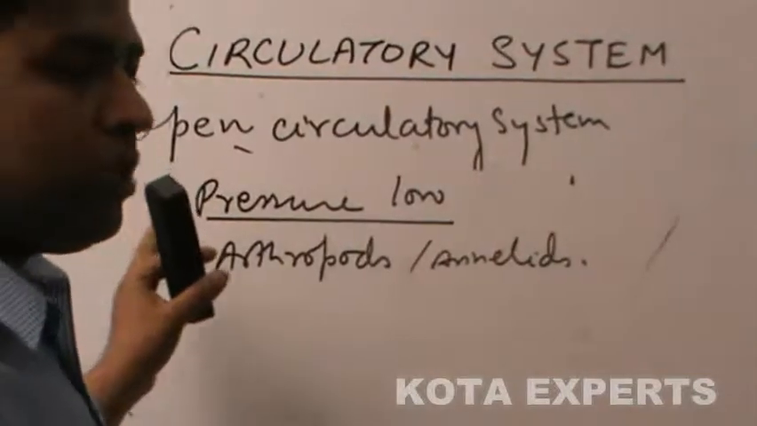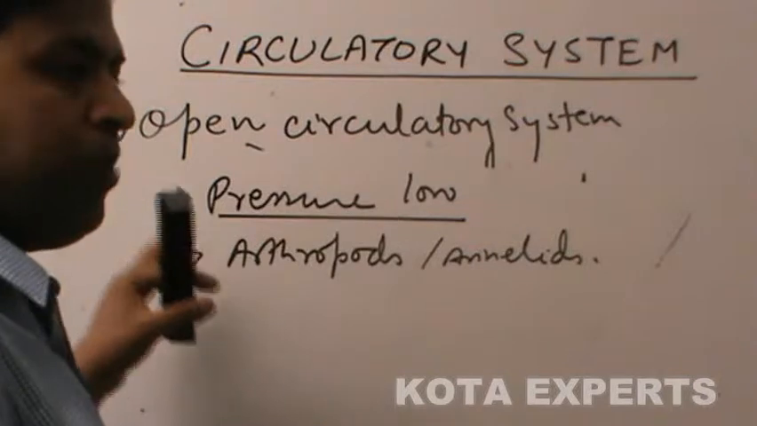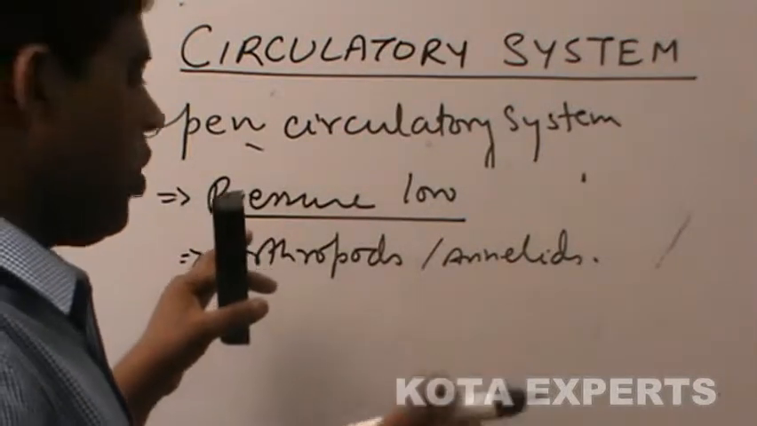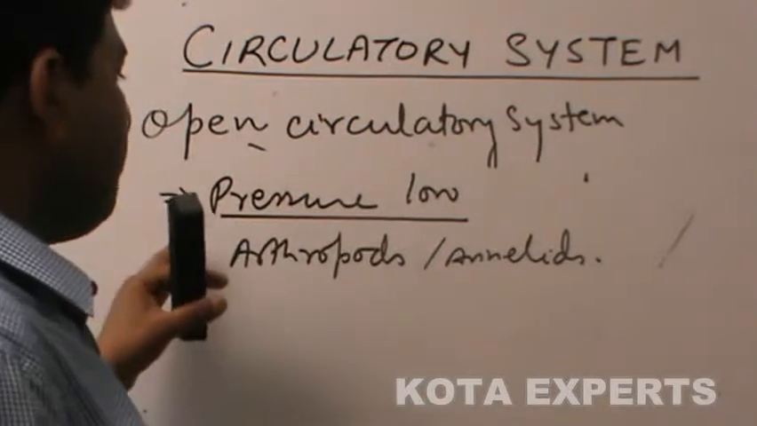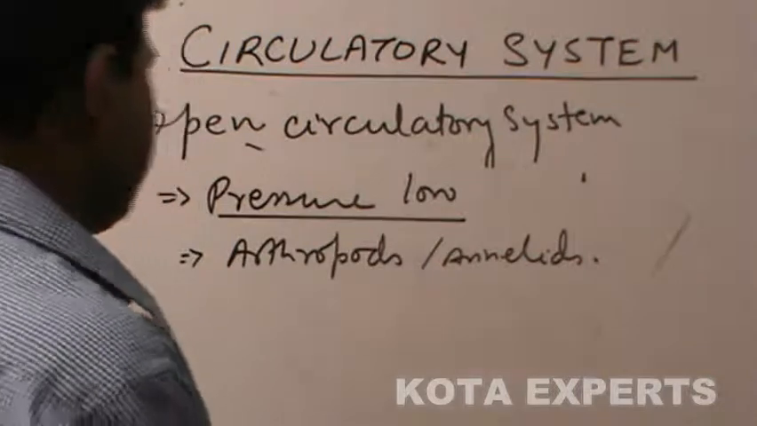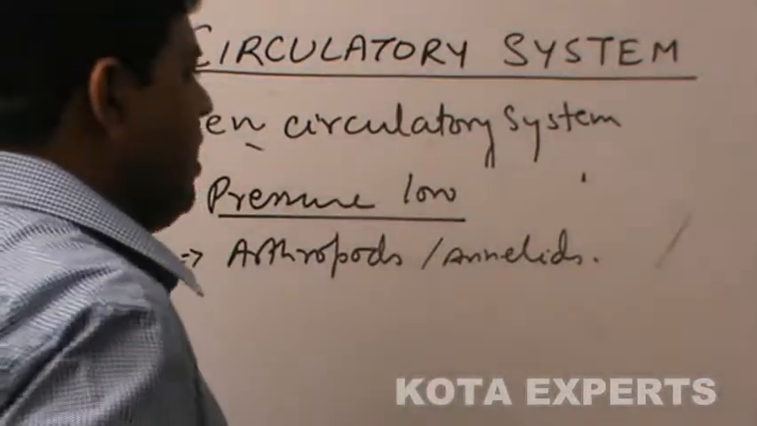So what is the open circulatory system? It comprises open channels through which the circulating fluid is transported, and due to the open channel the pressure is very low. Now these are found in arthropods and annelids.